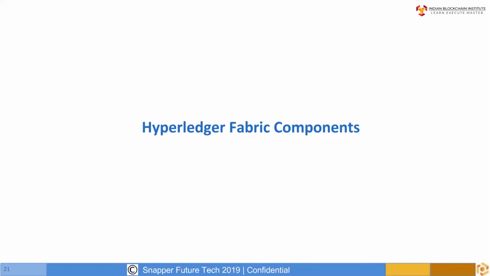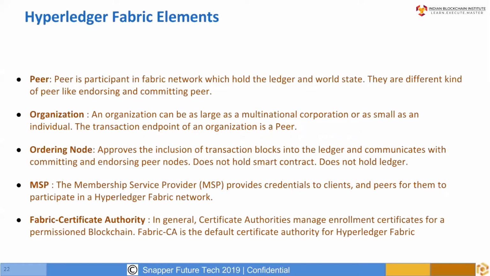So let's talk about some Fabric components. There are multiple components: there is a peer, an organization, an ordering node, an MSP, and a CA. We'll see what a peer is first. A peer is a participant in the Fabric network which holds the ledger and the world state. There are different kinds of peers, like endorsing and committing peers.